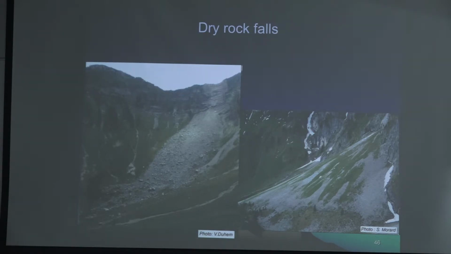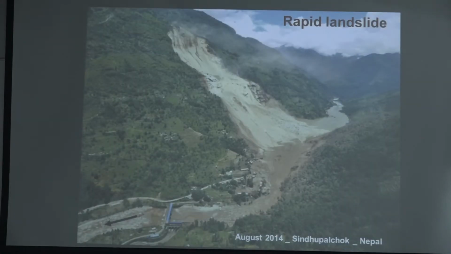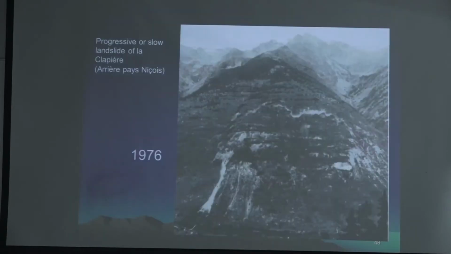So we can recognize dry rockfall, so just from the cliff. You will get some blocks that detach and fall apart. You can have rapid landslide. One example in Nepal, it was in 2014. During monsoon, it was triggered by heavy rainfall. You get all this mass that falls down into the river.